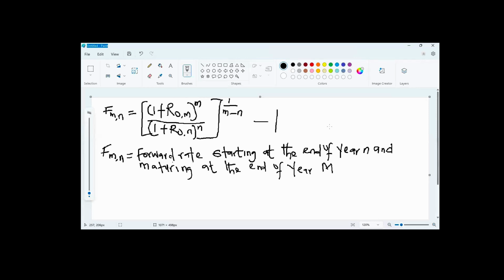We said that our R O M is equal to spot rates maturing at year end, at year M.